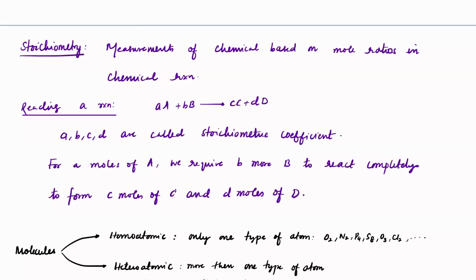That is, if I have, let's say, small a moles of A reacting with small b moles of B, it will form small c moles of C and small d moles of D. That's how we read the reaction, correct? And we read that considering that the reaction is balanced. That means the number of atoms on the left hand side and on the right hand side appear the same. Got it?